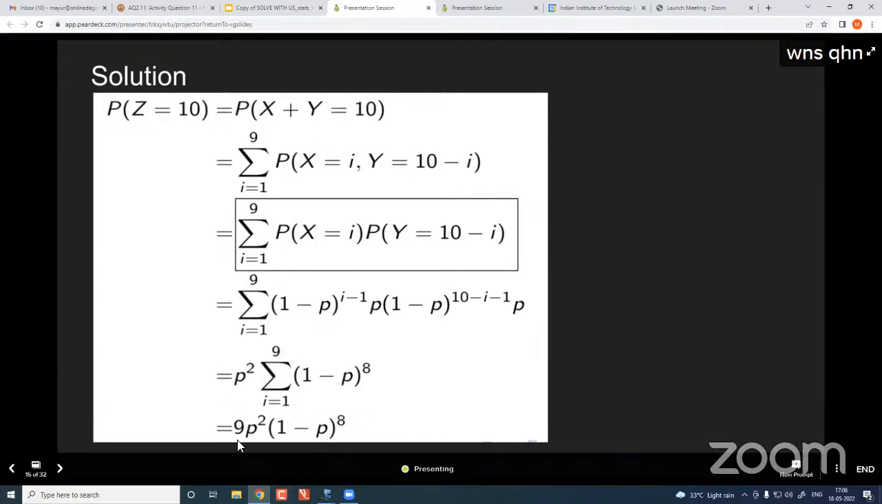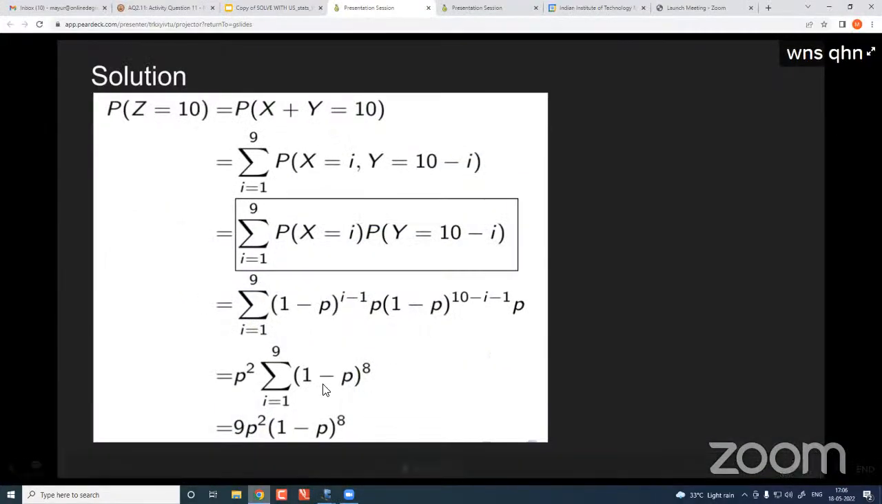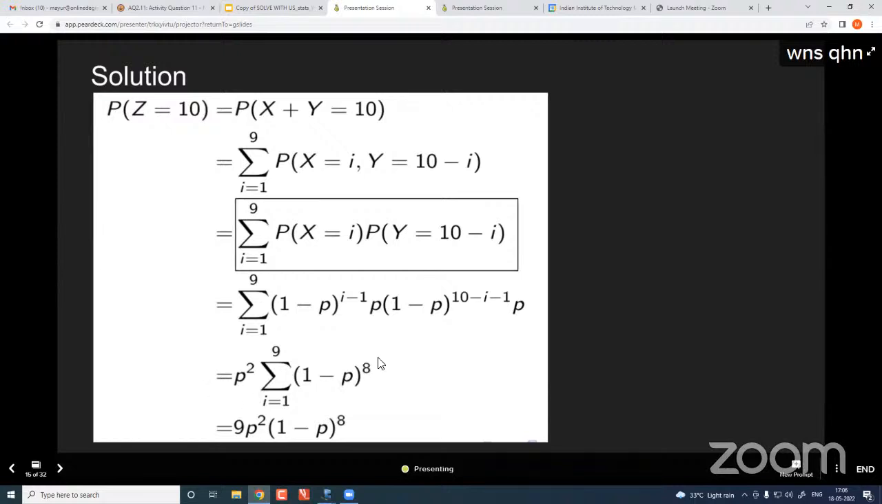Yes. This is okay. Last step, did you understand last? Yes, sir. You're adding that expression 9 times. Yes, adding this p square into 1 minus p to the power 8 nine times. That means the same thing, right? Multiplying 9 times to these terms. Yes. Okay, shall we go ahead then?